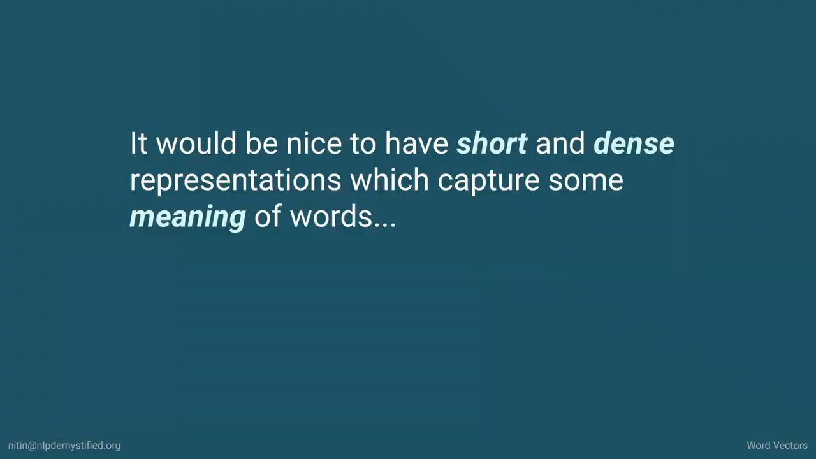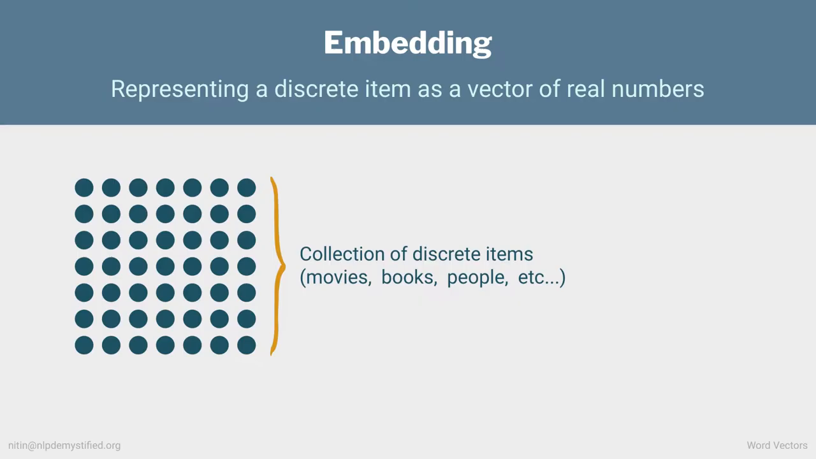Instead, it would be nice to have vectors which are short and dense so that we can be more efficient with computation and storage, and at the same time, capture some meaning of the words themselves. This is where embeddings come in. An embedding is a representation of a discrete item, such as a word, a book, or a movie, as a vector of real numbers. Usually this vector is of relatively smaller dimension. These discrete items can be anything and include something abstract, like graphs.